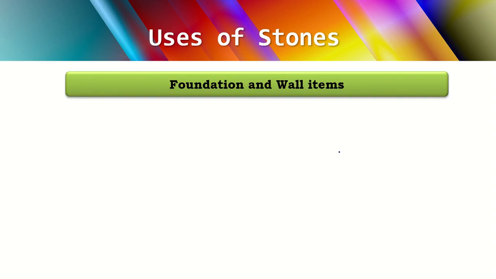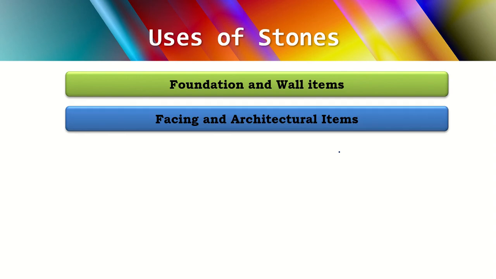So let's get into the first use, which is use of stone in foundation and wall items. You know, right? The stones which are obtained from igneous rocks like granites, basalt, etc. They can be used as stones in foundation, and also they can be used in construction of masonry walls. Okay.